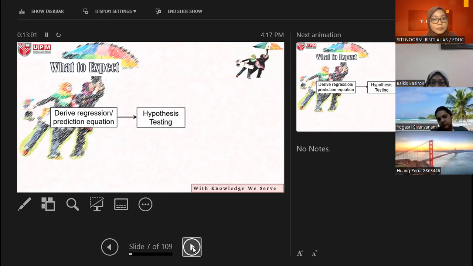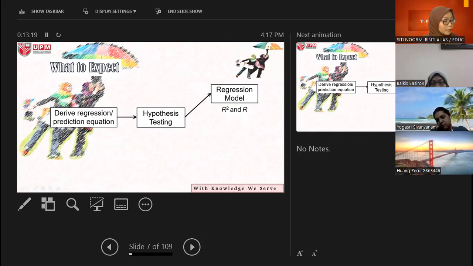Okay, so what to expect? First, we are able to derive the regression or prediction equation, and then you proceed with the hypothesis testing. By producing the regression model, identify the R squared and R value. What is R squared? Capital R squared is the coefficient of determination. What about capital R?